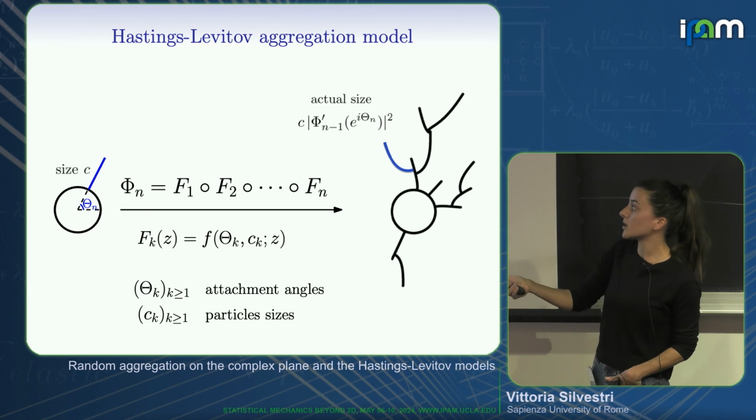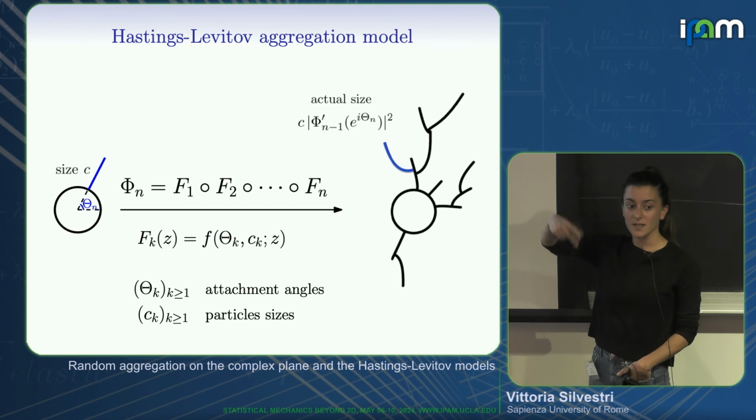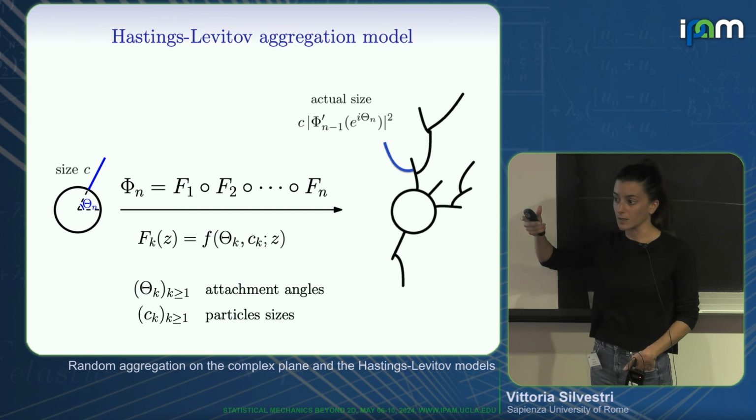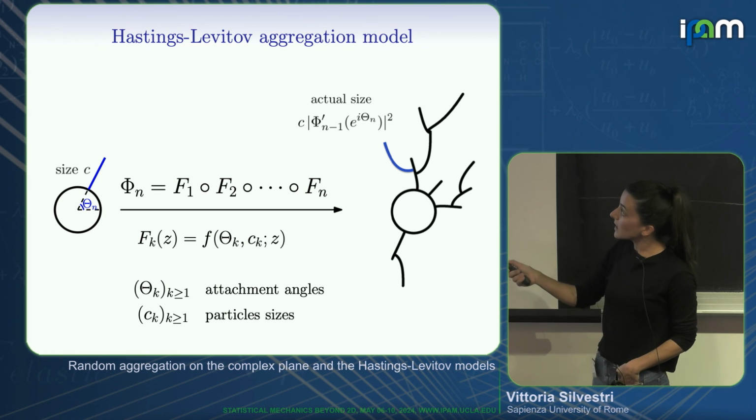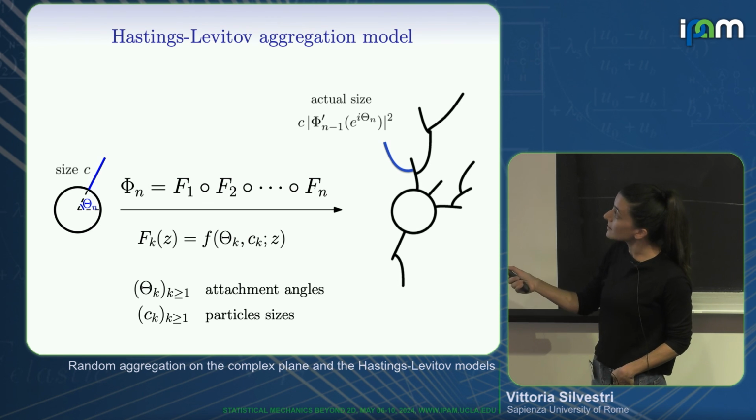And now, since we are measuring the size according to logarithmic capacity, we square it because the capacity scales like the square of the diameter. So this is the actual size on the cluster of the nth particle.